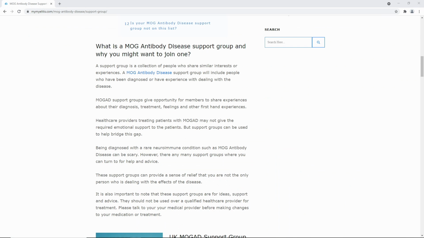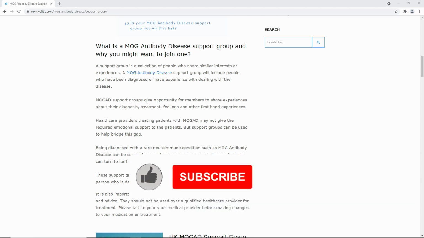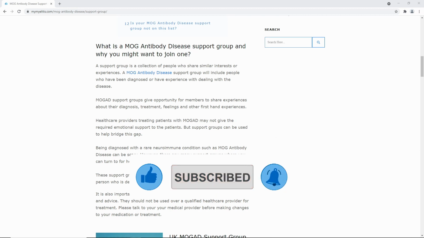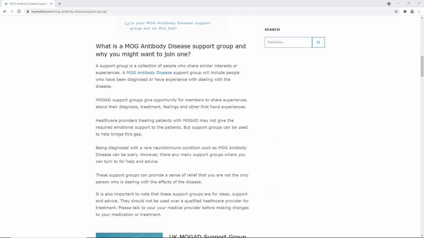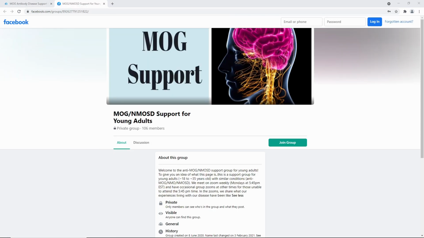So the next set of support groups which I'm going to be talking about are what I like to call specific groups. So these groups are for specific groups of people who are involved in MOG antibody disease, and that's usually defined as what characteristics you have. And what you'll find with these support groups is that they often tailor the messages which are sent in them to be a bit more relevant to their target audience.